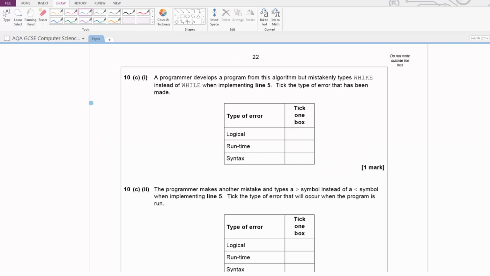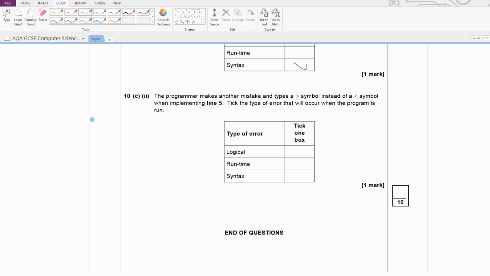The final 2 marks in this paper are about errors. We're told a programmer develops a program from this algorithm but mistakenly types "like" instead of "while" after in line 5. Name the type of error that has been made. Well, this is a syntax error, so the syntax of the language. The syntax is kind of the general rules of a language. So in a way, like grammar is for English, they're not totally the same, but we can liken it to that. So it's like a spelling mistake essentially, and so the code won't execute because it won't be able to understand what "like" is because it's not in the instruction set. So it's a syntax error.